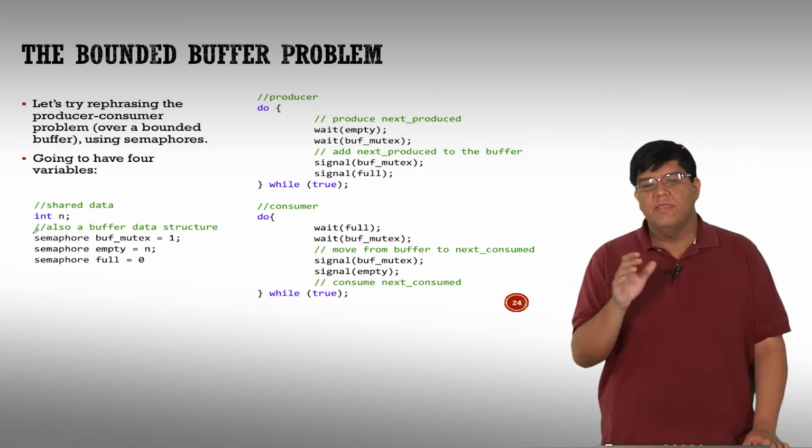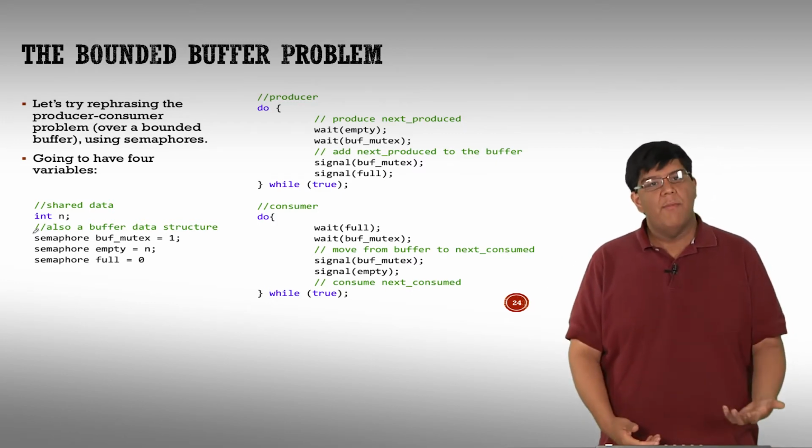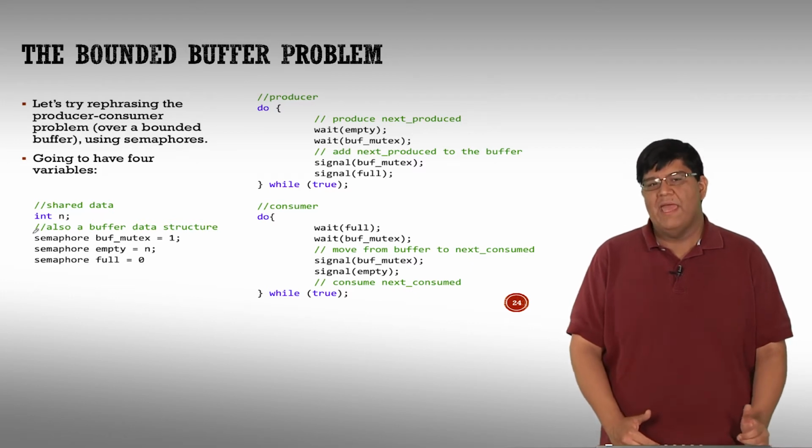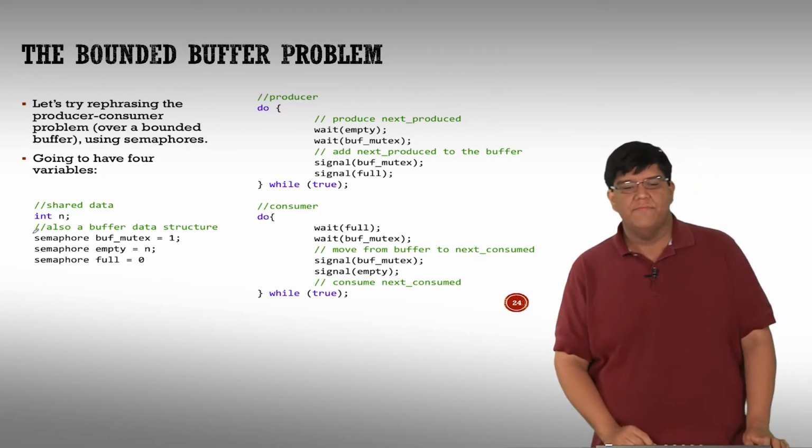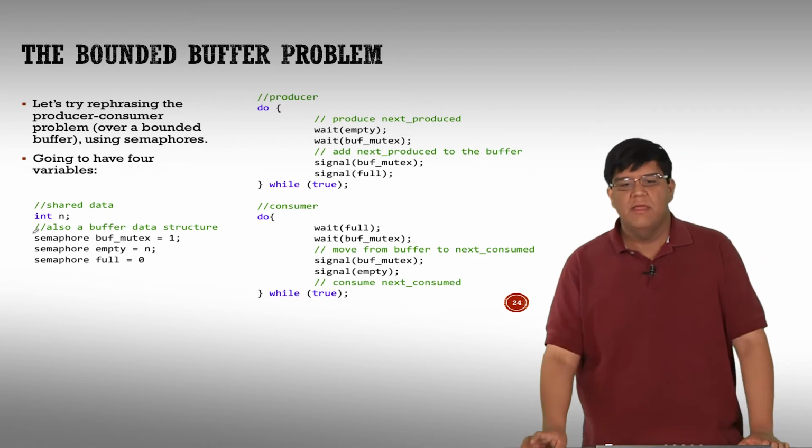Anyways, empty plus full in the end will always be equal to n, because for all my slots, either they're empty or they're full. I can't have something in both states. It'll have to be in one of those. All right, so let's look over on the right-hand side. Let's take a look at the actual code.